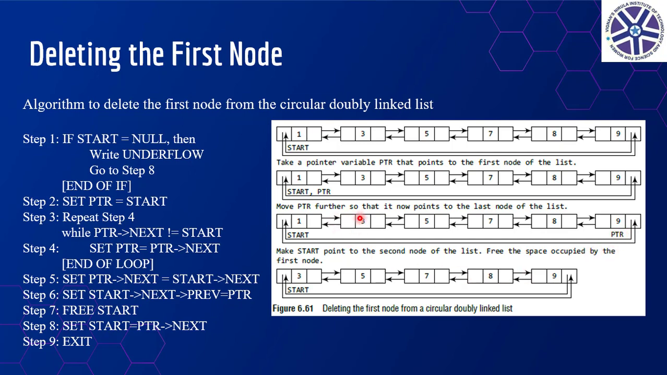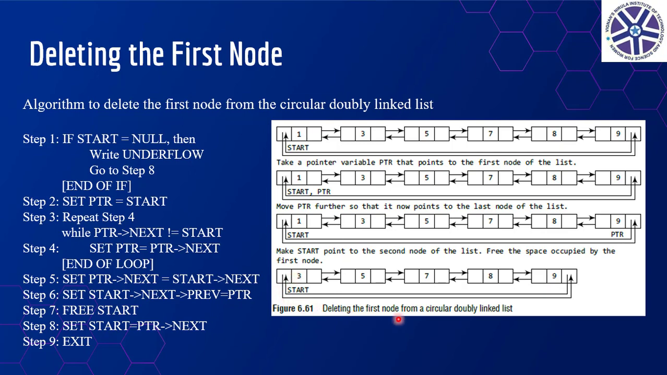How are you going to make this node the start? Before you make this node the start, we need to connect these two. How are we going to connect them? Set PTR to next equal to start to next. What is this node? Start to next. So where we have to put PTR to next: PTR to next is equal to this node. So PTR to next equals start to next. So we have connected the forward link.